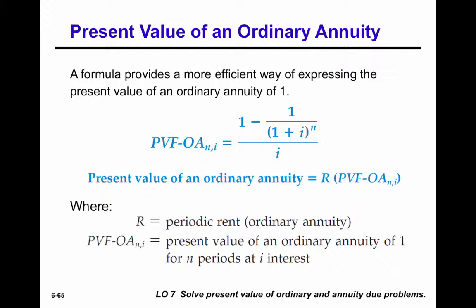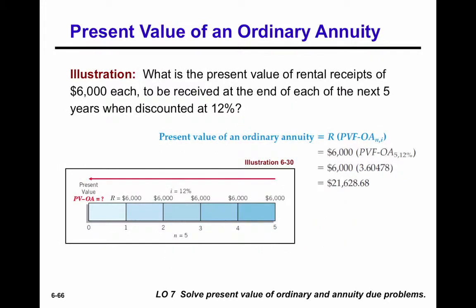Here's the computational process. The factor itself for the ordinary annuity is determined by taking 1 minus 1 divided by 1 plus the interest rate raised to the nth power, and then that whole amount divided by the interest rate itself. So in terms of plugging it into your calculator, this would be the formula you would use. Here then is a problem example showing the present value of 5 $6,000 receipts to be received at the end of each period with the rate of 12%.